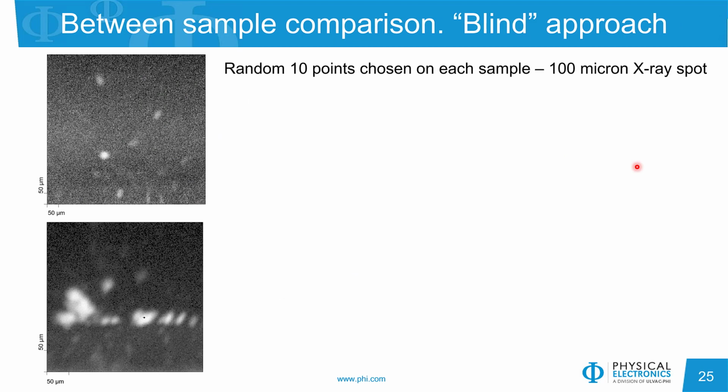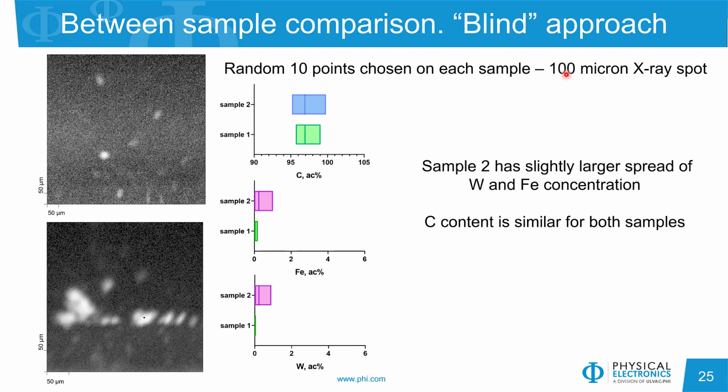Here's an example where we would like to see whether these 2 samples are different or similar. The first is the blind approach. So we selected 10 areas on sample 1 and sample 2. And here's just one of the SXI images extracted from these 2 samples. And we used 100 micron X-ray spot to calculate average composition. So when we look at the carbon concentration for these 2 samples, it's very similar. The standard deviation is also similar for carbon. Sample 2 has slightly more tungsten and iron with larger range. So that's pretty obvious from 100 micron spot analysis as well.